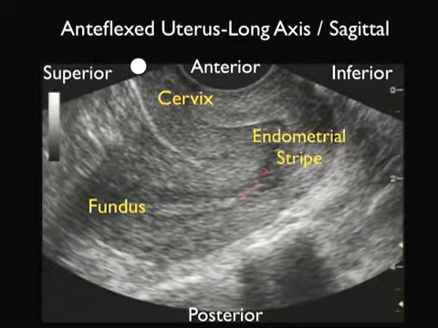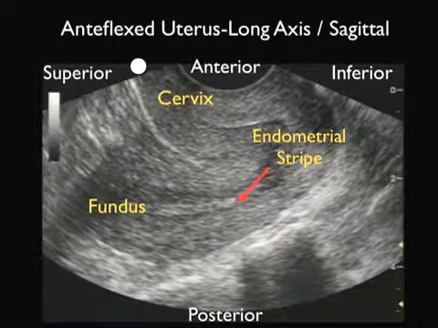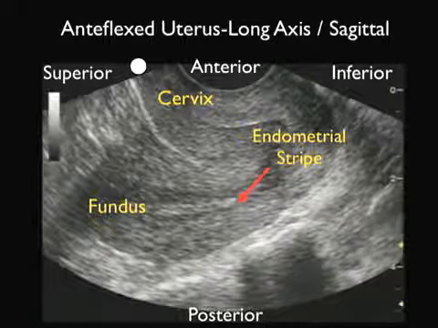The first structure that we identify is the cervix, located to the top of the screen anteriorly. We see the fundus all the way down to the bottom there. Notice that the endometrial stripe takes a zigzag appearance to connect the cervix to the fundus, as the fundus flops anteriorly on top of the cervix in this anteflexed uterus.